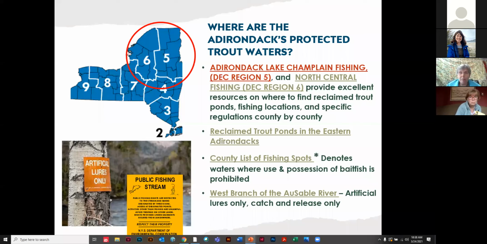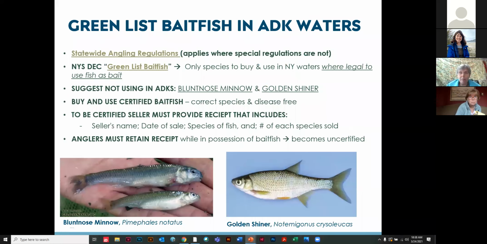Okay, and then there's your green list of bait fish in New York. This is a longer list based on statewide angling regulations, and this applies where special regulations are not. So special regulations would be that trout pond regulation that I just mentioned. This green list of bait fish is only to be used where it's legal to use bait fish.